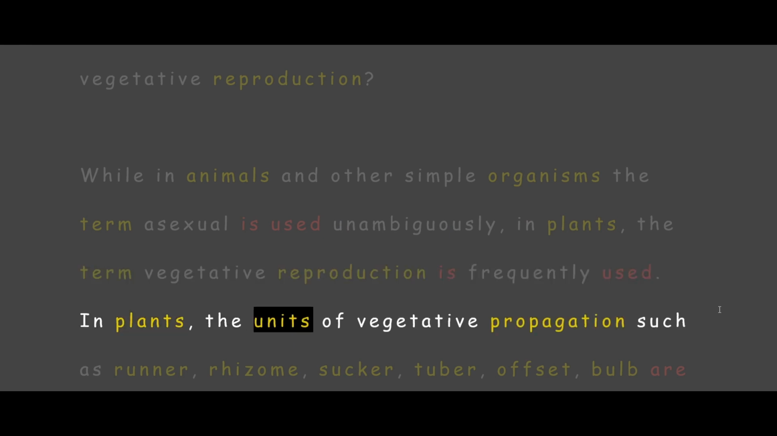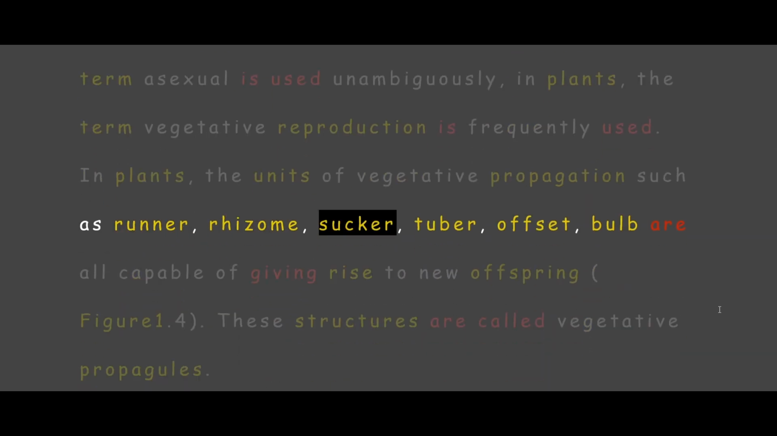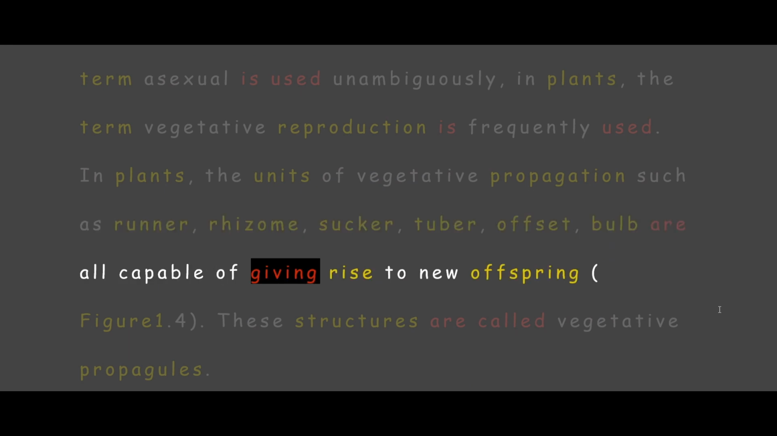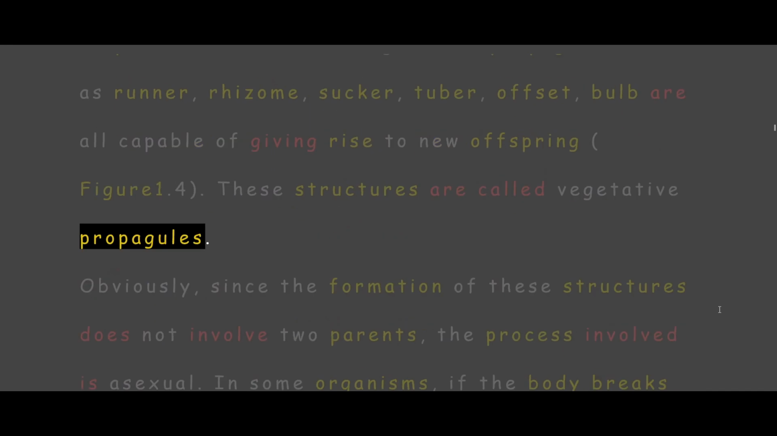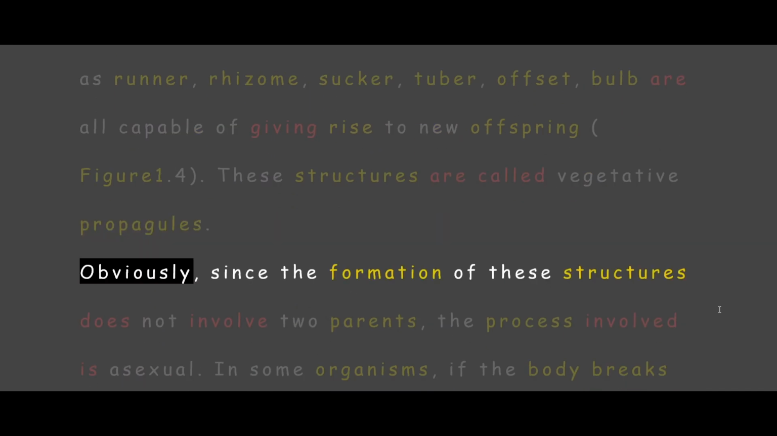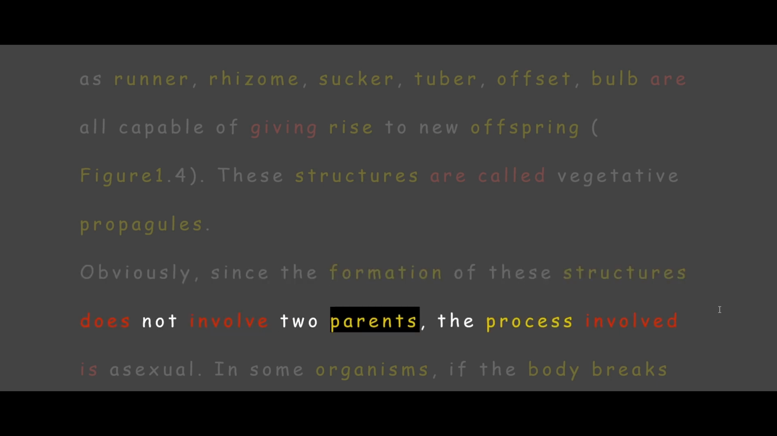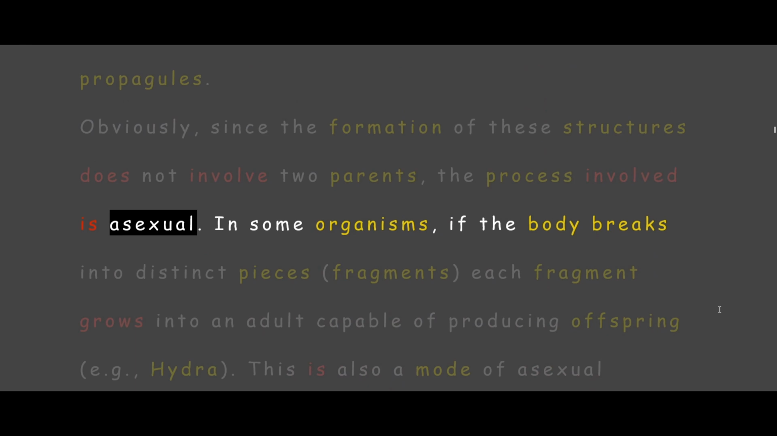In plants, the units of vegetative propagation such as runner, rhizome, sucker, tuber, offset, bulb are all capable of giving rise to new offspring, figure 1.4. These structures are called vegetative propagules. Obviously, since the formation of these structures does not involve two parents, the process involved is asexual.